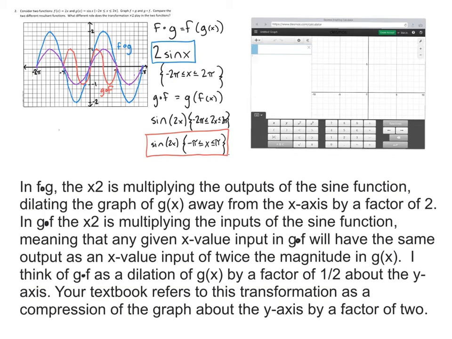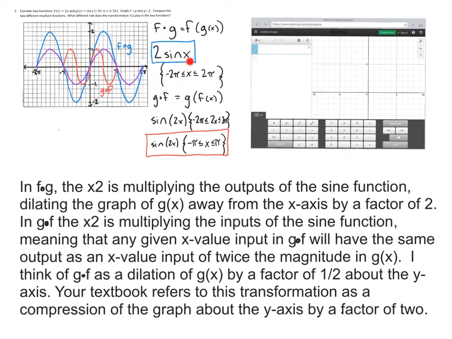Again, remember that though I am dilating about the y-axis, this G composed with F transformation is a transformation of the x-coordinates. It's the x-coordinates that are dilating towards the y-axis. Whereas when I transform the y-coordinates in the first transformation, F composed with G, it was the y-coordinates that were dilating towards the x-axis.